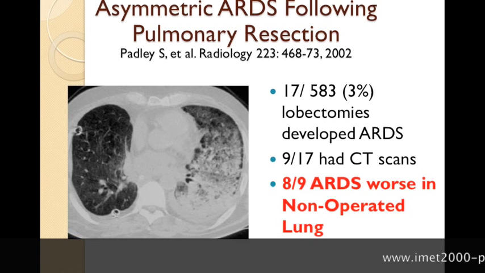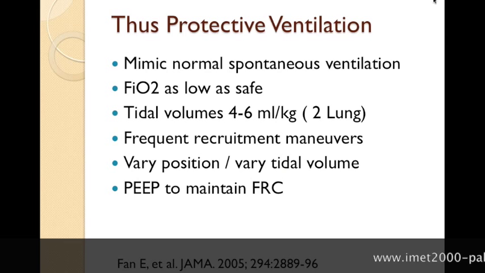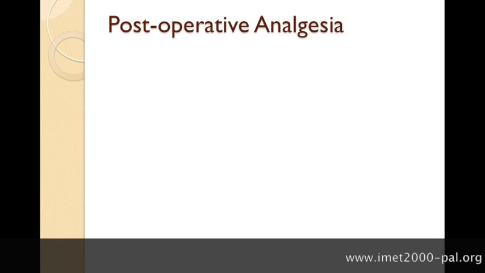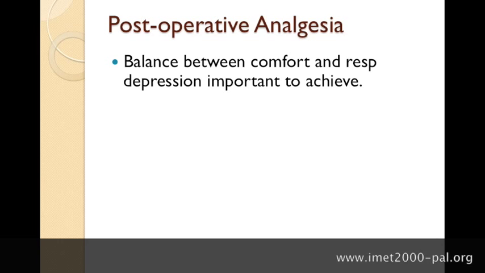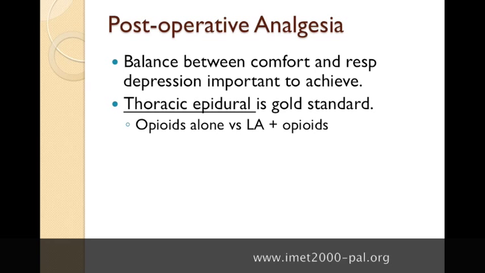Okay, so thank you for that question. So protective ventilation strategies we talked about, and post-operative analgesia. Now, this is an important topic because these can be very, very painful operations, and it's always a balance between comfort for the patient and respiratory depression. If the patient has a lot of pain, they hyperventilate, they get atelectasis, and they are high risk for pneumonia. Likewise, if we're giving morphine or fentanyl and we give too much, then they hyperventilate. So it's a balance between getting that dose right.